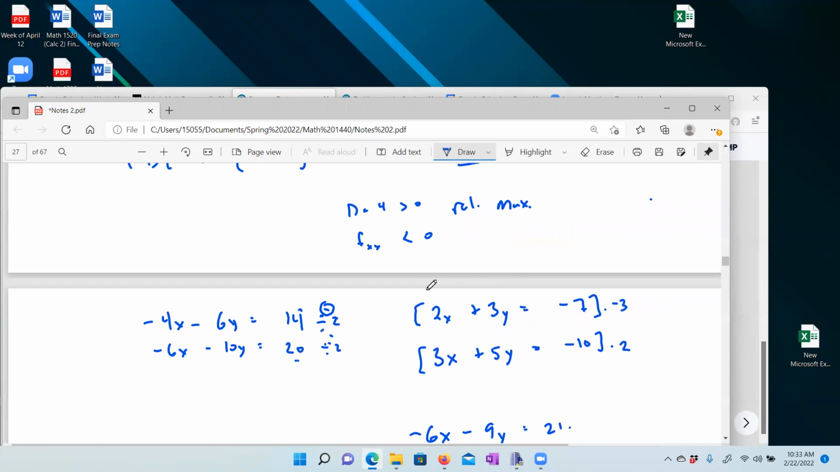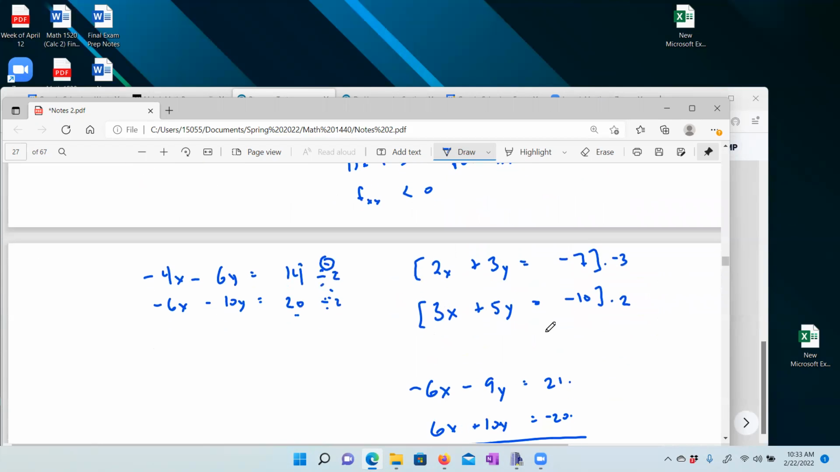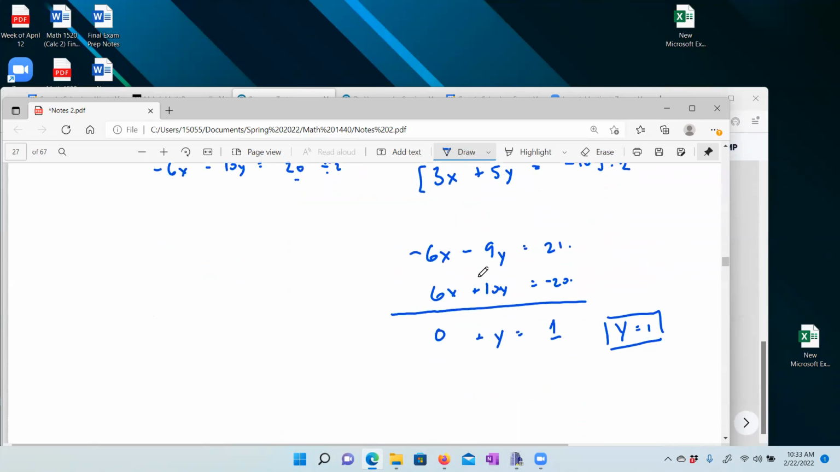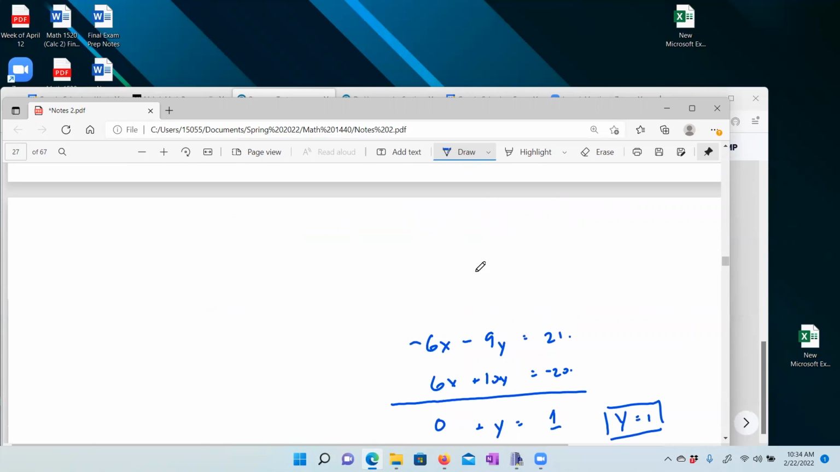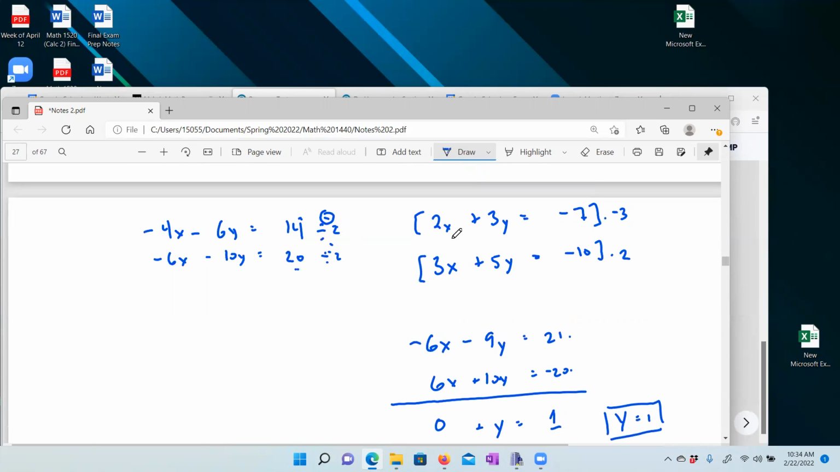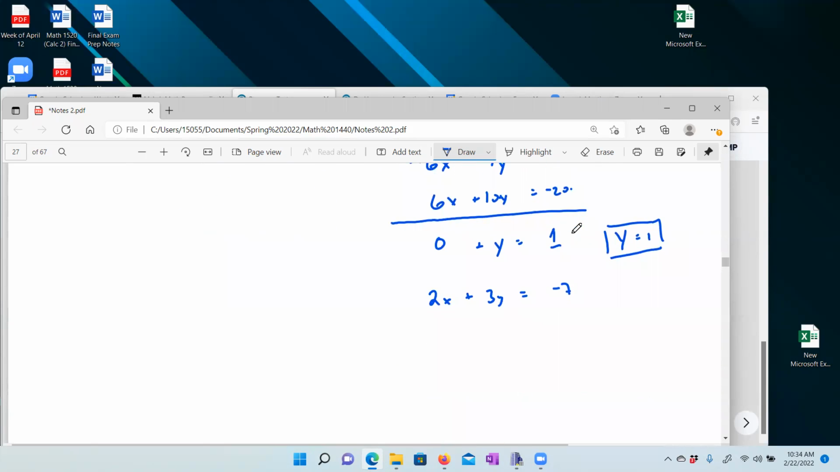Go back to any of the equations you've had up until now, either of these, anything you'd like. I'm going to pick 2x plus 3y is equal to negative 7. Just going to plug in my y equals 1 here. So we have 2x plus 3 times 1 equals minus 7. So that's just going to be 3.